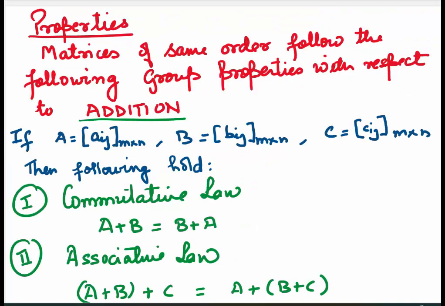Matrices of same order follow the following group properties with respect to addition. If we take three matrices A, B, C of order M by N, then the following rules will hold. The first is commutative law. A plus B is equal to B plus A, which means that in whatever order I add A and B, the resultant matrix will be the same.